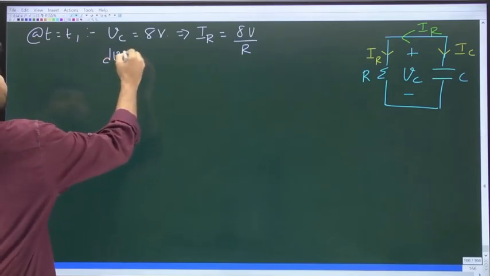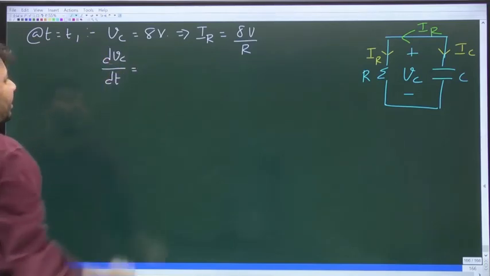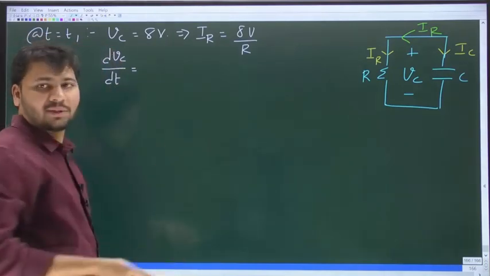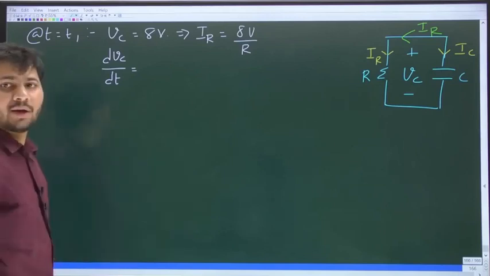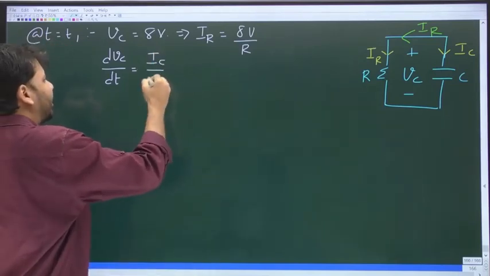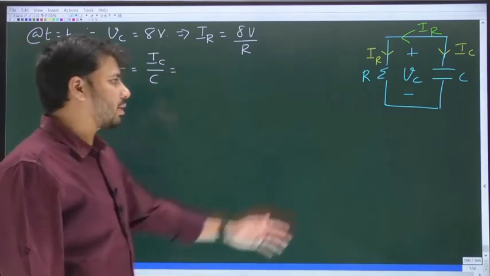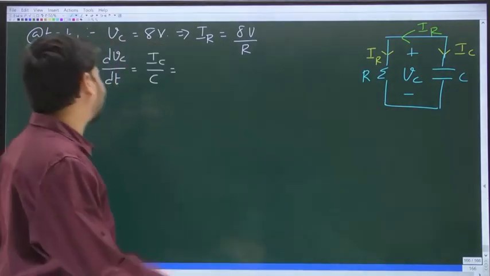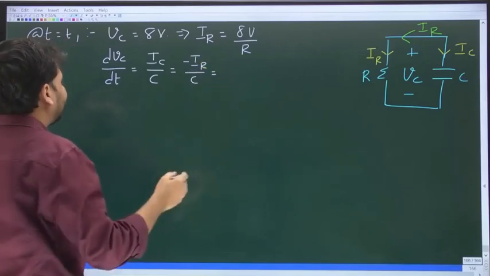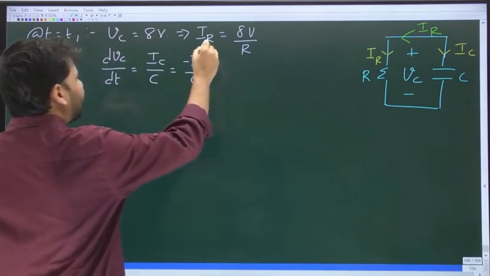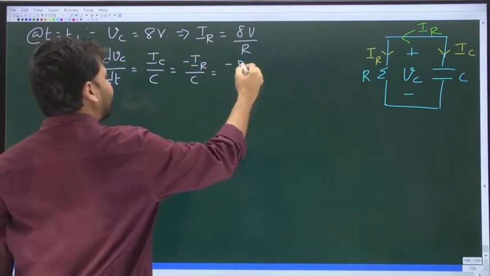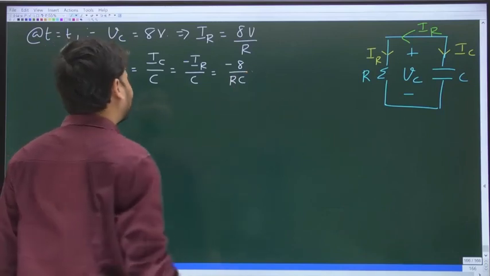Now again, what is dVC by dt going to be? Always dVC by dt, the rate of change of voltage across the cap, is equal to IC by C. And in this circuit, always IC is equal to minus IR. So this is equal to minus IR divided by C. And at t equal to t1, the current through the resistor is 8 by R. So minus IR divided by C, is it not minus 8 by RC?